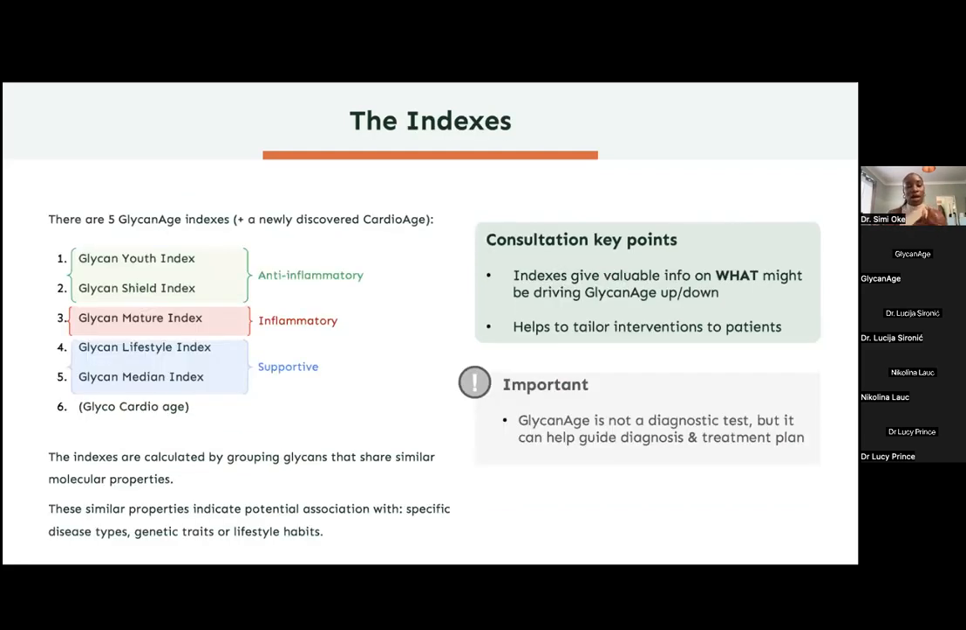And then in terms of the second part, we break that into various indexes. If you remember at the beginning, I was showing the different structures of various glycans and showing that some structures are specifically associated with inflammation. So what we do is we break this down into various different groups or classifications: the anti-inflammatory indexes, the inflammatory indexes, which suggest that if this is particularly high, that person has a high level of inflammation, and also the supportive indexes. This is helpful to tailor interventions to the patients, but also to give valuable information about what might be driving that high or low age than expected.